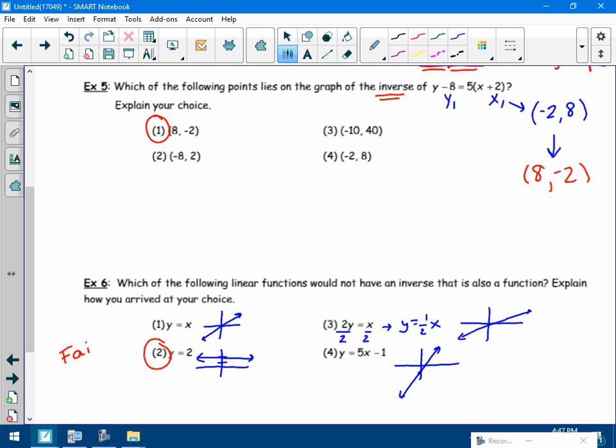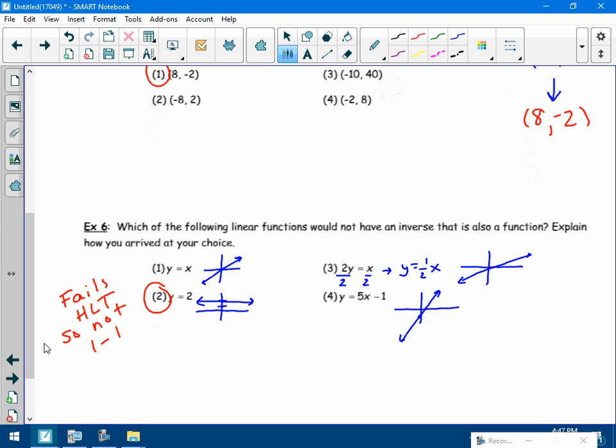So to explain your choice, it fails the horizontal line test, so not 1-to-1. If you switch x and y, what would the inverse be? Well, if it started as y equals 2, the inverse would be x equals 2. Is x equals 2 a function? No, it fails the vertical line test.